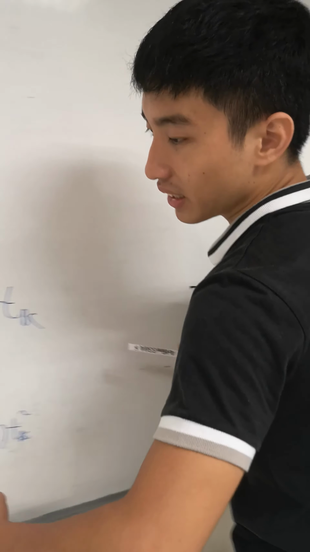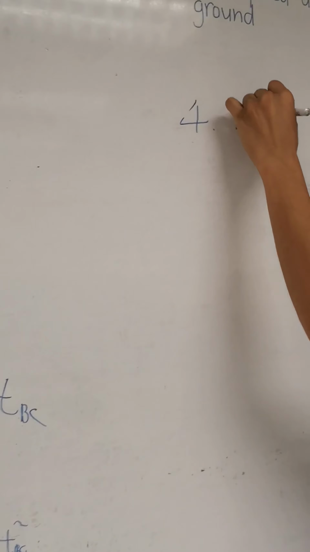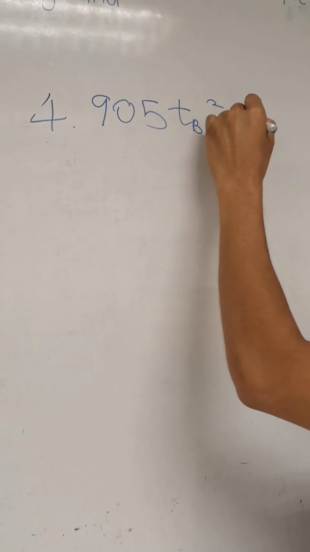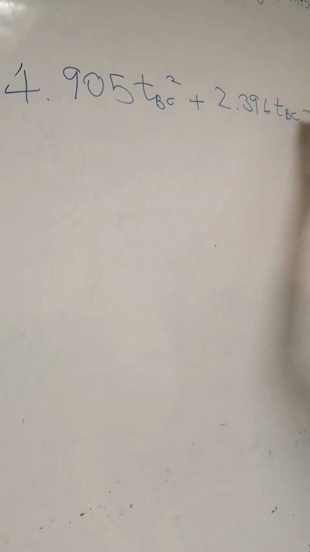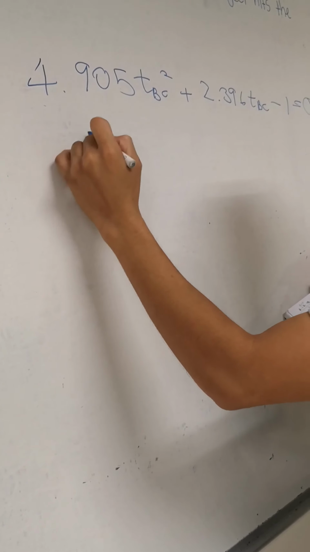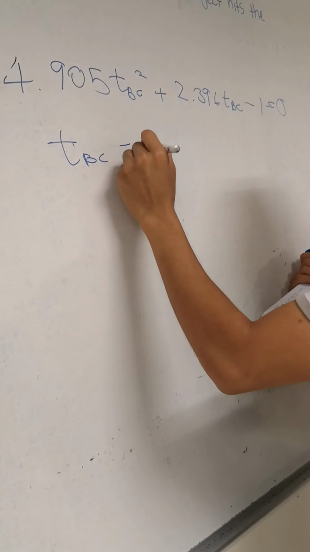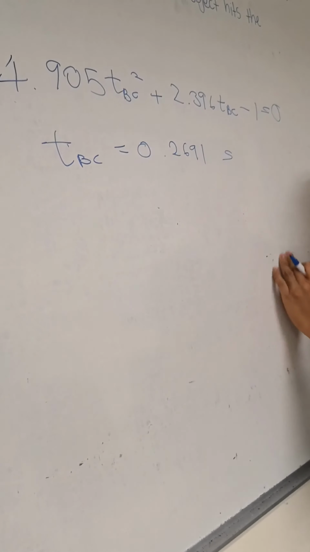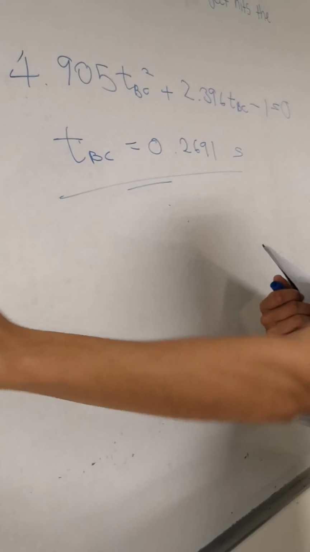Okay, we bring these equations in terms of t here, which is 4.905 TBC square plus 2.396 TBC minus 1 equal to 0. After we calculate this, we will get TBC. After solving this equation, we will get TBC is equal to 0.2691 second. So from here, we substitute it back to the equations.